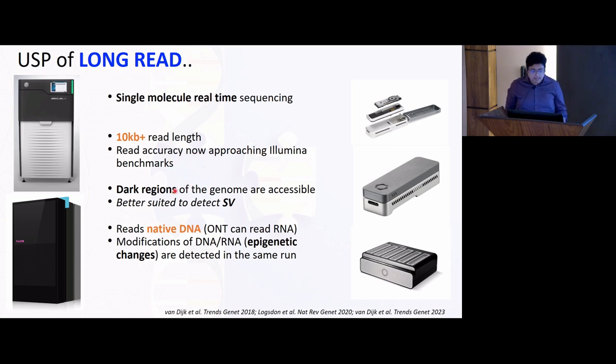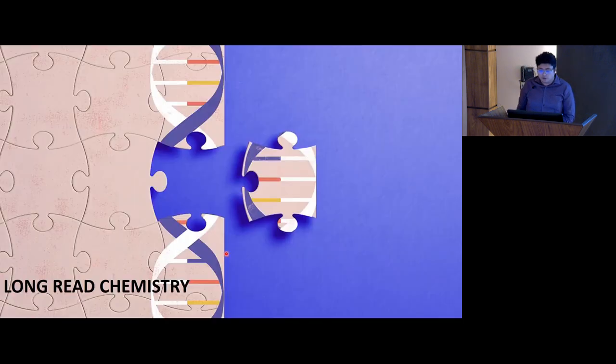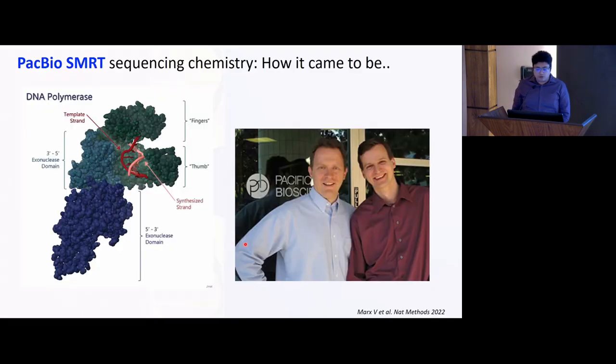As we've discussed, the dark regions of the genome are accessible, and therefore they are better suited to detect structural variations. And one more important thing is that because it is single molecule real time, they are reading native DNA as opposed to the amplified or captured portion of the DNA in Illumina. What that means is the modifications of DNA are also preserved, and you could actually detect them. So the epigenetic changes can be detected in the same run, which is again a massive advantage of long read sequencing. So with that, we now focus a little bit on the chemistry of long read sequencing.